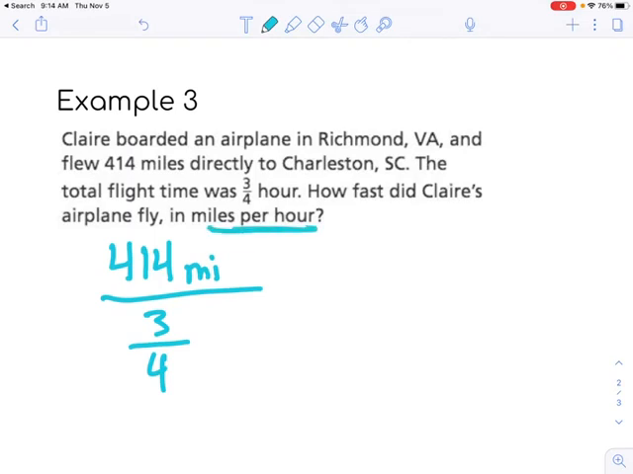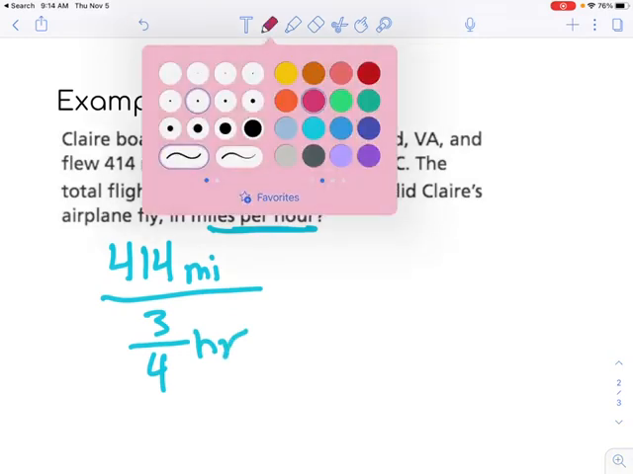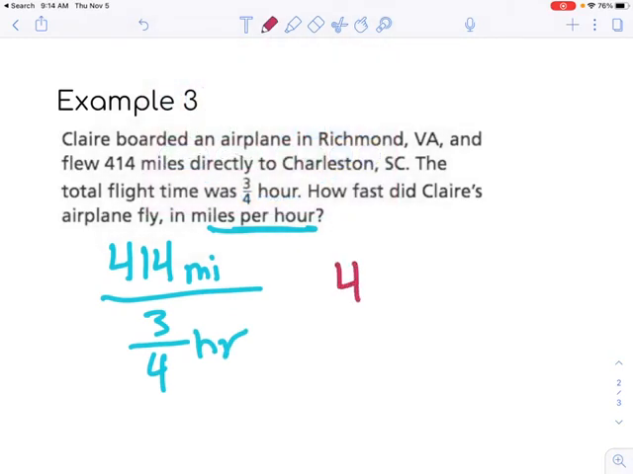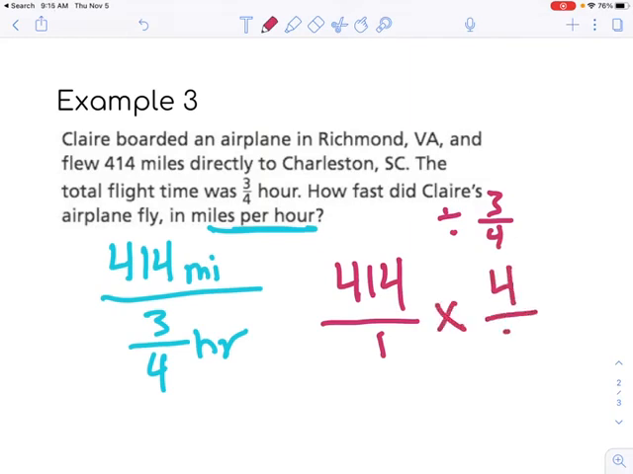So again, unit rate, we want to find per hour. Right now, we don't know what our per hour is. So we want to divide to find our unit rate. So we have 414 over 1. And we're really dividing by 3/4. But remember, when we're dividing by a fraction, we want to do keep, change, flip. So we're going to change division to multiplication and flip our second fraction.